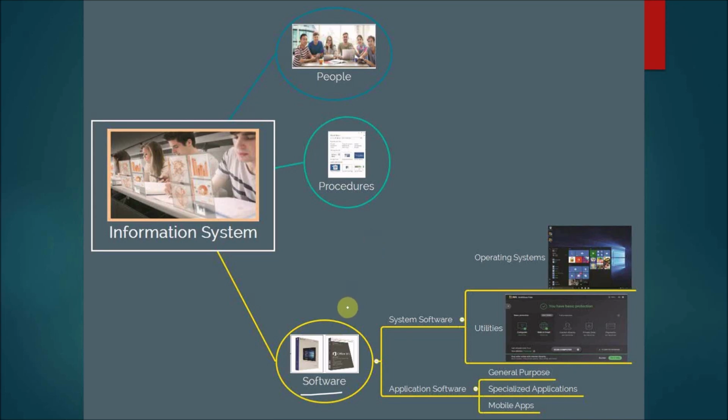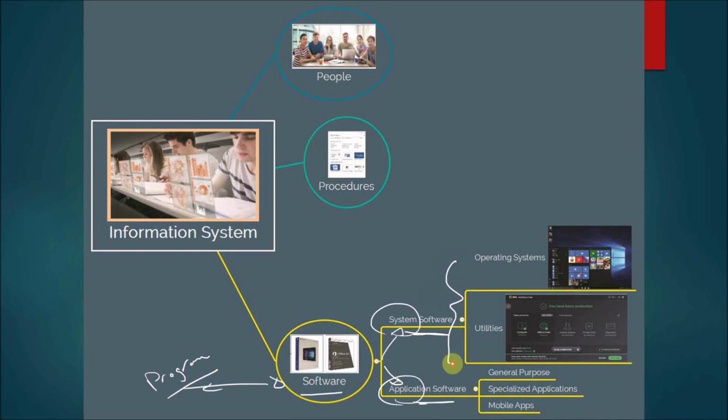Software. A lot of times, software and the word program can be used interchangeably. Programs basically are instructions that tell the computer what to do. Programs, software are built into or are classified as either system or application.